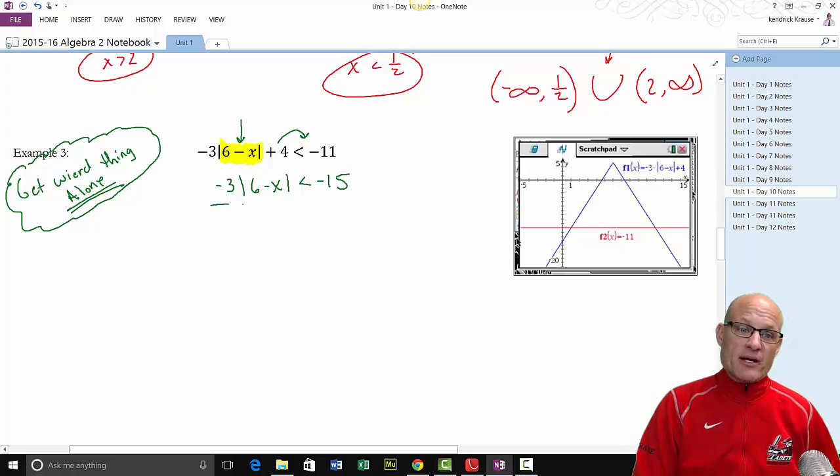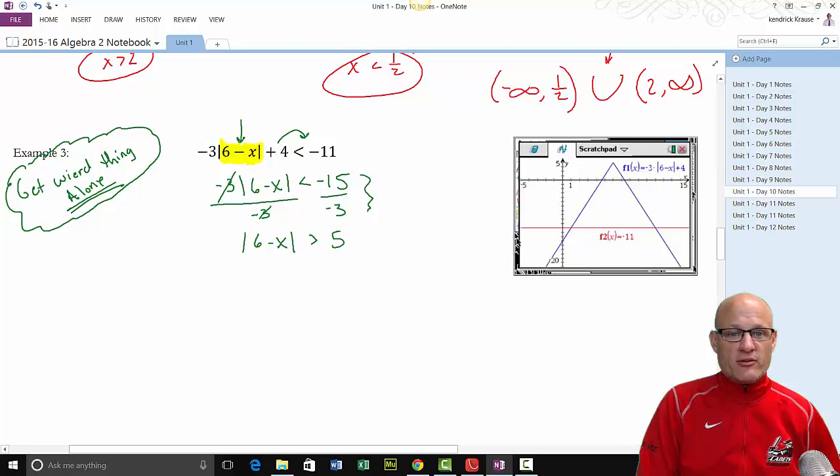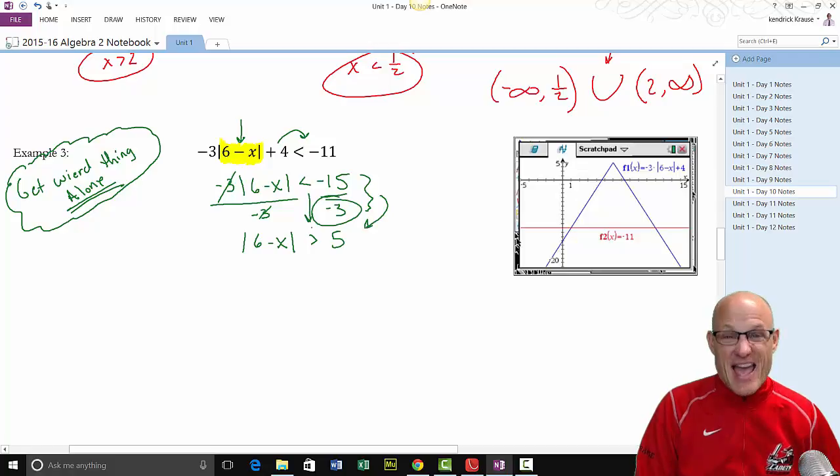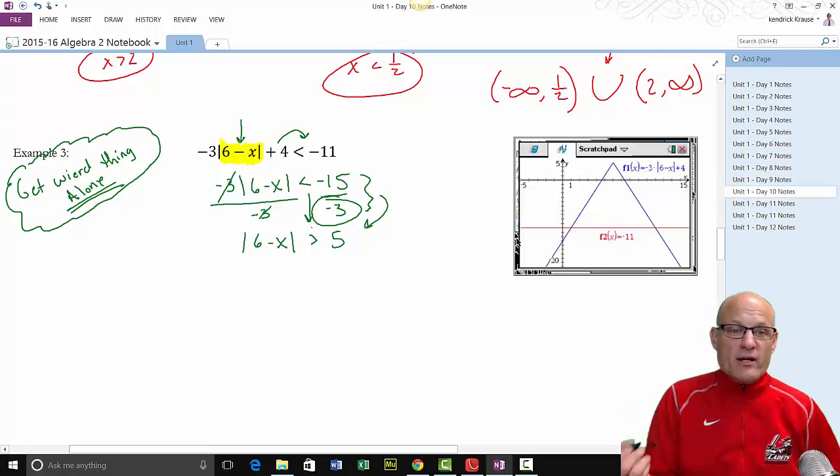Now I'm going to divide by a negative. Whoa, whoa, whoa, Mr. Krause. Doesn't that mean you got to flip the sign? Yeah, it does. So we're going to do that right now. You got to follow all the rules you've learned. Why do you think we teach you those rules? Because we expand on them. Greater than 5. Two negatives when you divide them is a positive, and since we divided by a negative, the sign has to flip. The weird thing is now alone.